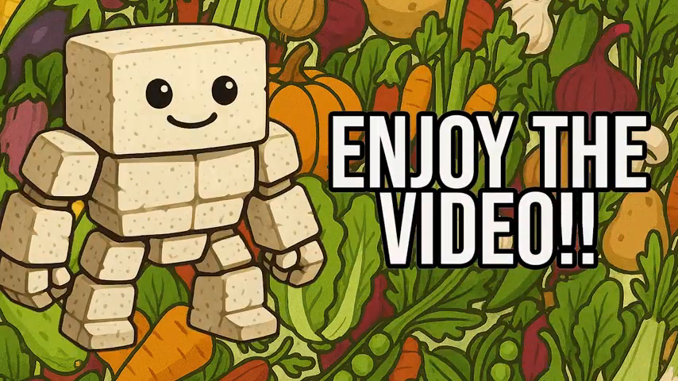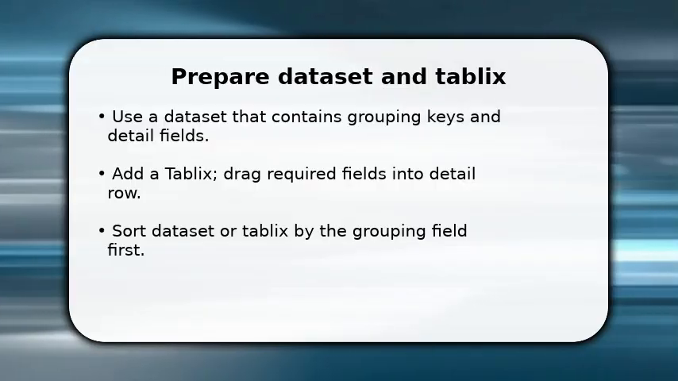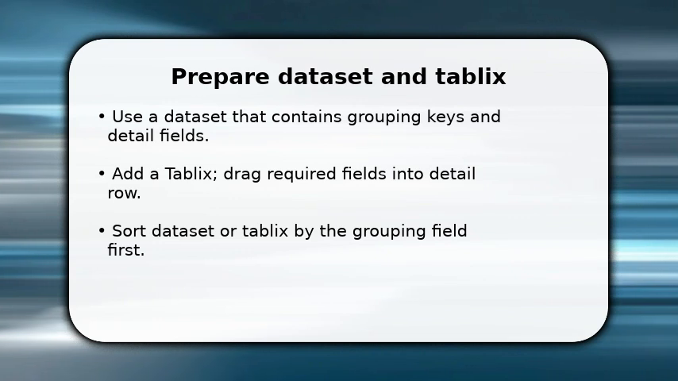Please enjoy the video. You start by confirming your dataset contains the grouping key and the detail values you need. Add a tablix to the design surface and drop fields into the detail row. This immediately shows raw rows.